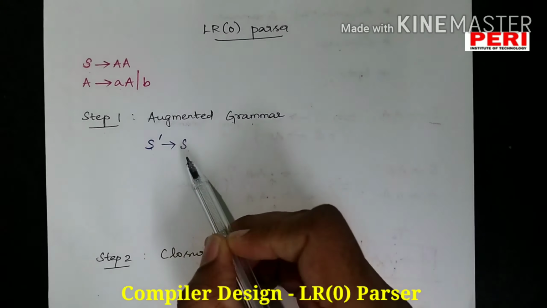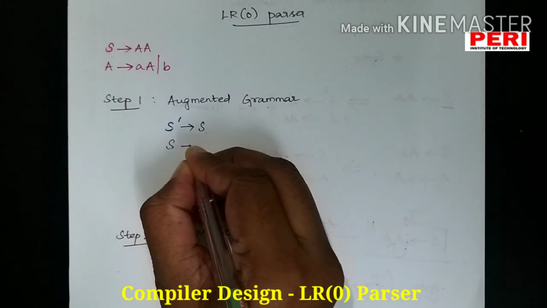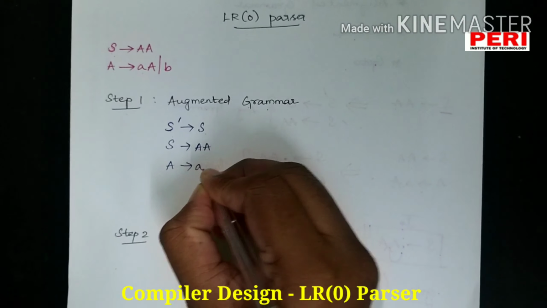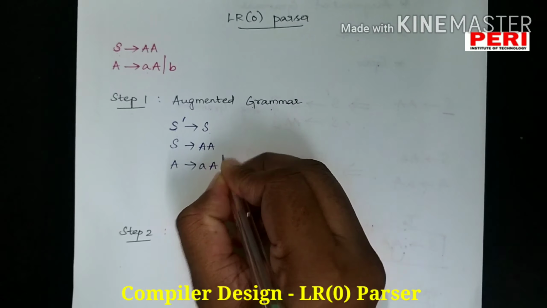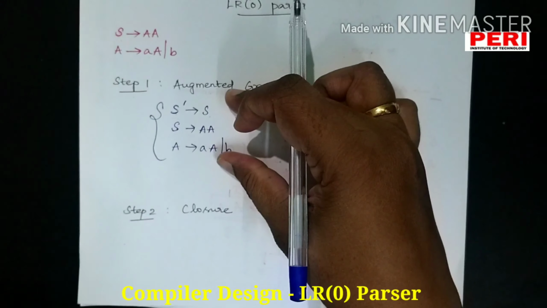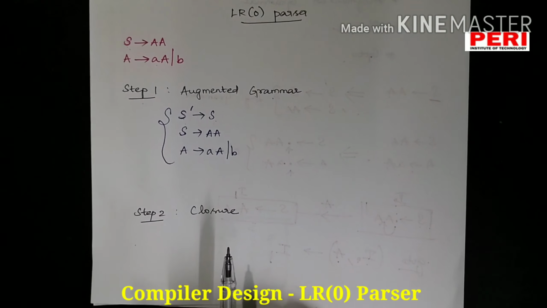So what happens to my augmented grammar? S dash tends to S, S tends to A, A tends to a A or b. These two are the productions right from the question as such, but I have just added an augmented production first. Adding a dash to the starting symbol makes the augmented production, and as a whole this is called the augmented grammar. This is my step 1 procedure.